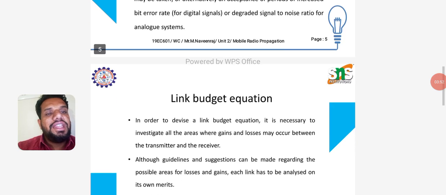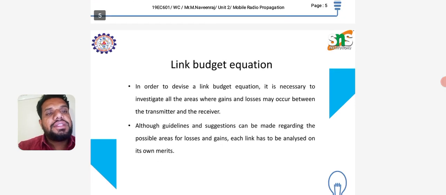Next, the link budget equation. In order to devise a link budget equation, it is necessary to investigate all the areas where gains and losses may occur between the transmitter and receiver. Although guidelines and suggestions can be made regarding the possible areas for losses and gains, each link has to be analyzed on its own merits.